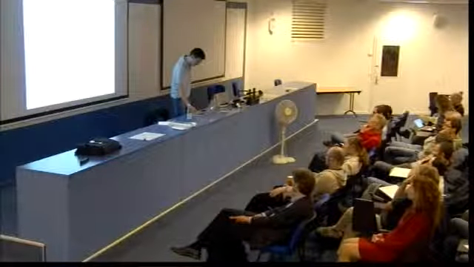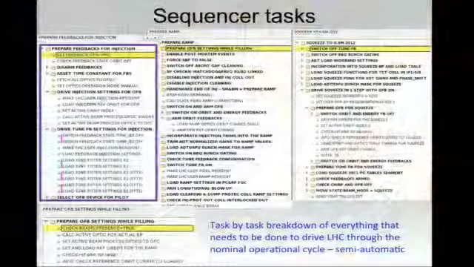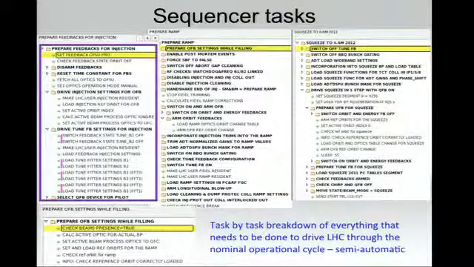Now this is driven from the control room by a sequencer. Roman's there. He's going to have a 3-lecture series on LHC controls in a couple of weeks, so I'm not going to go into a lot of detail here. But this is a task-by-task breakdown of everything we need to do as we're driving our way around that loop. As you see, there's a lot of detail here.